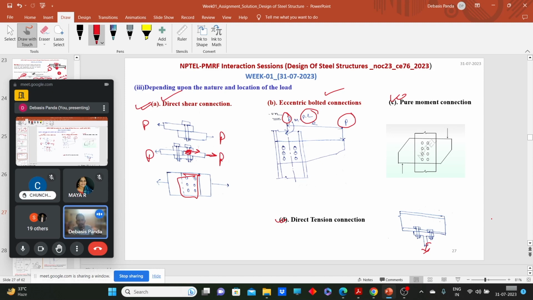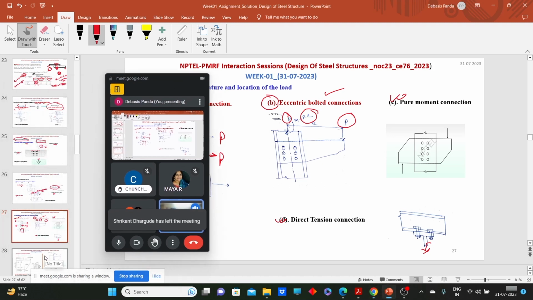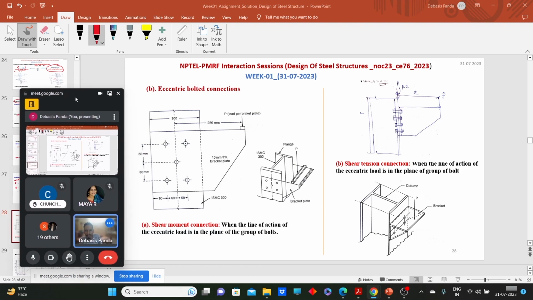Now I will spend some time on these eccentric bolted connections. Okay, we will spend a lot of time understanding this design process in the later course. Then we will understand how to design them, how to arrange them, because this type of connection is the most important in our design of steel structures, right? So let's quickly spend some time on that. Okay, quickly.